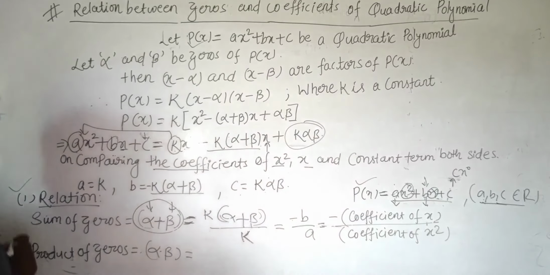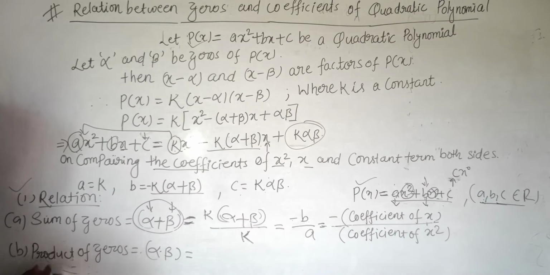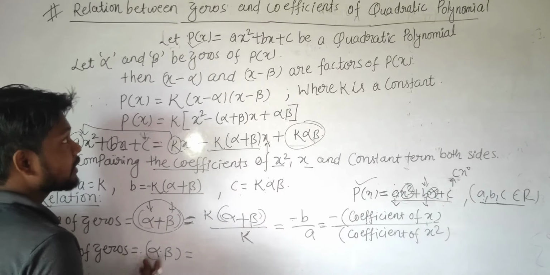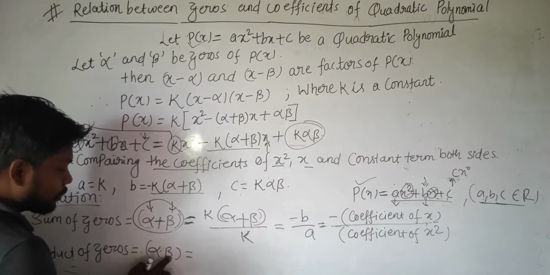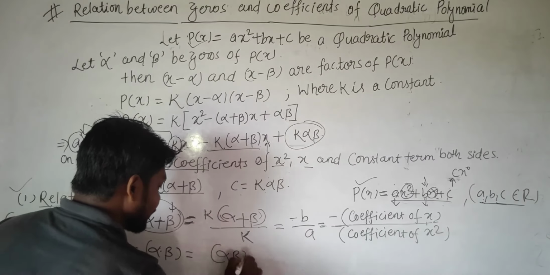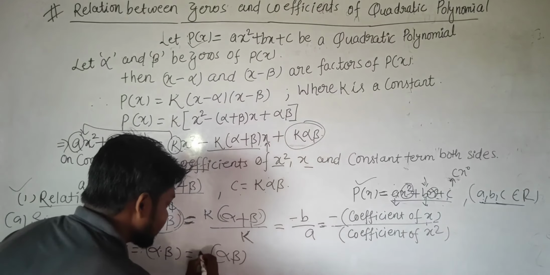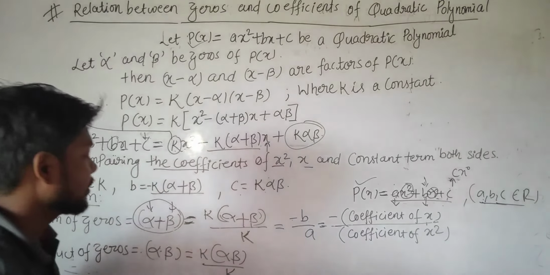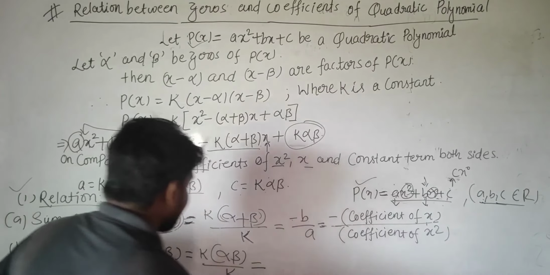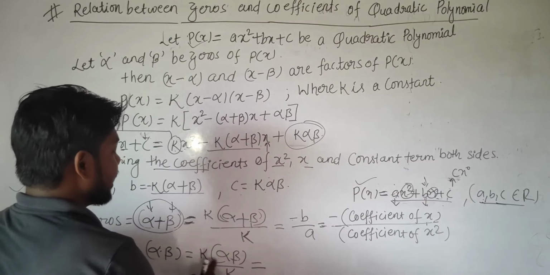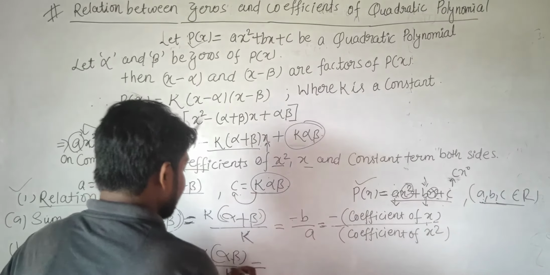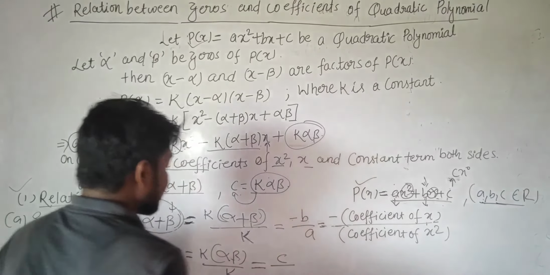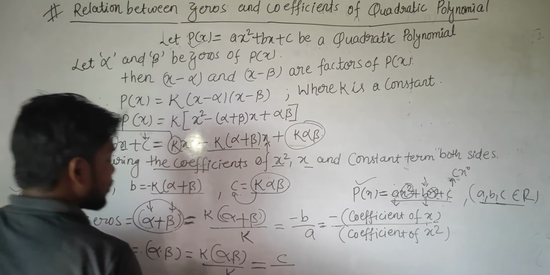Now come to the next relation. The first relation was the sum of zeros, and the next relation is the product of zeros. What is the product of zeros? Because this quadratic polynomial has two zeros, alpha and beta, their product will be alpha into beta. This alpha beta can be written as k times alpha into beta, which is equal to c, upon k, and k is equal to a, so we can write a here.